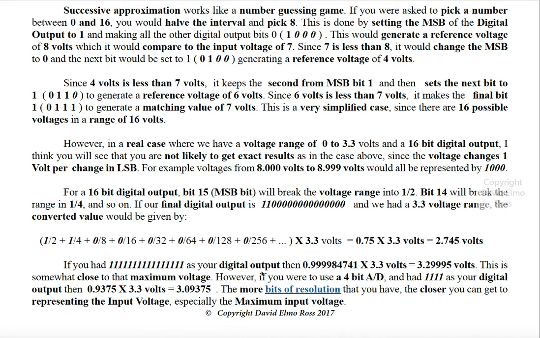In fact, if we were to use our 4-bit A to D up here, the value that we would get with half, quarter, eighth, and 16th would be 0.9375 times 3.3, which would be 3.09 volts out of 3.3. So the more bits of resolution that you have, the closer you're going to get to representing the input voltage, and also you'll be able to get closer to the maximum input voltage that you have on V reference high.